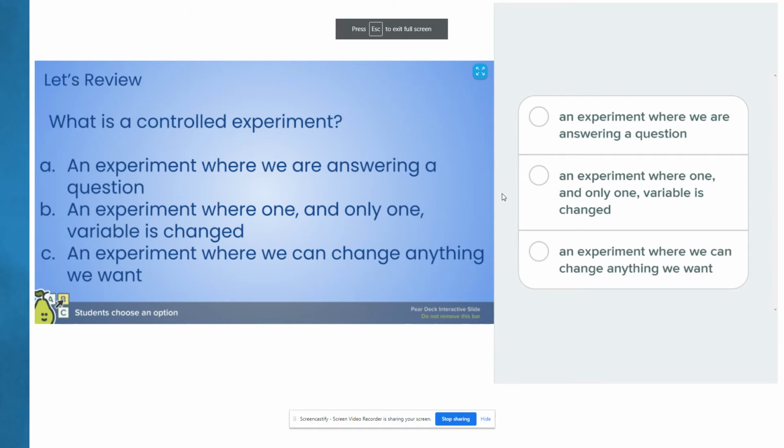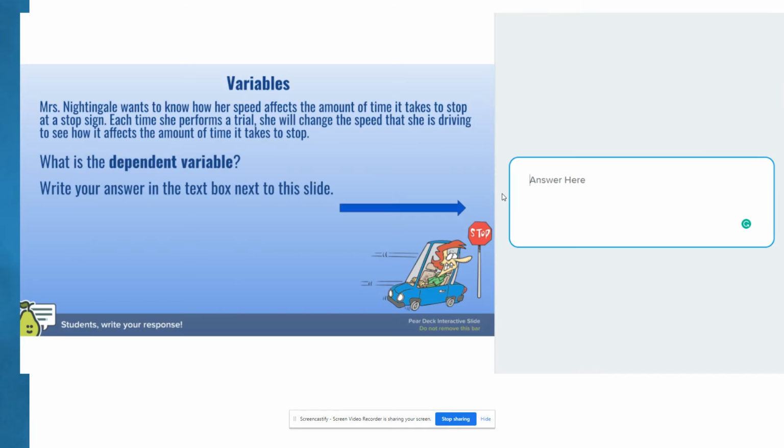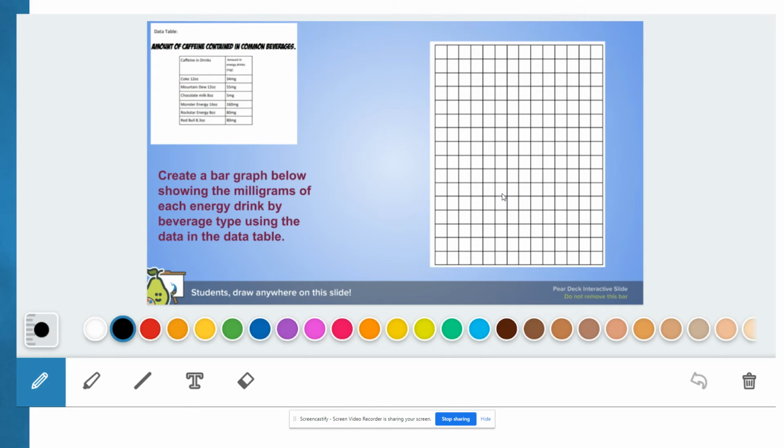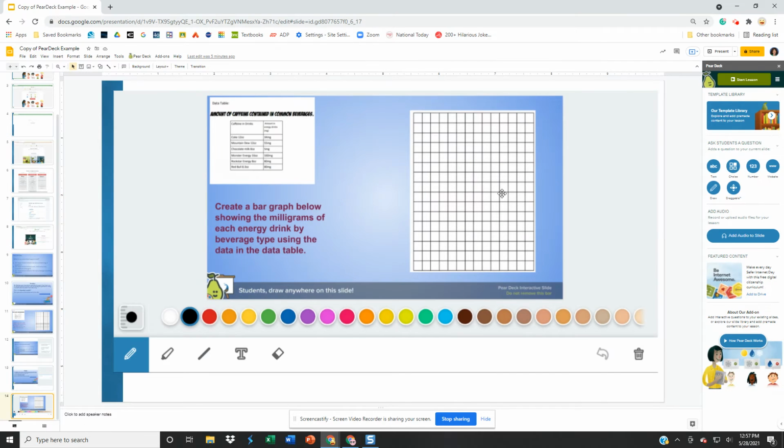So currently, this is what the students would see for my multiple choice option. They click on one of the choices and go to the next slide. Here, you can see that they have a box where they place their text answer or type their text answer. And finally, this is what their screen looks like when they're ready to draw on the screen.